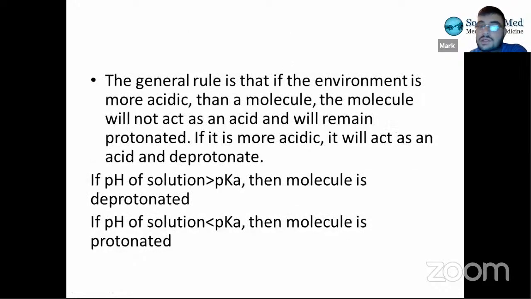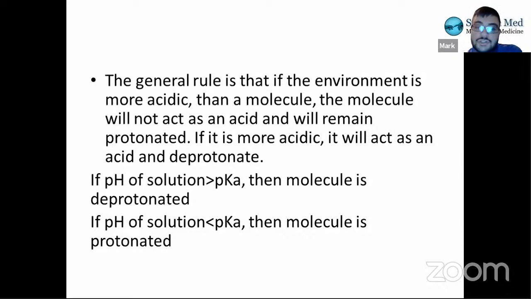The general rule is if the environment is more acidic than a molecule, the molecule will not act as an acid and will remain protonated. It will act as a base, but since it's already in its base form, it will just stay the way it is. If the environment is more basic, the molecule will act as an acid and deprotonate, and it will change. This I would highly recommend you either take a picture of or memorize.